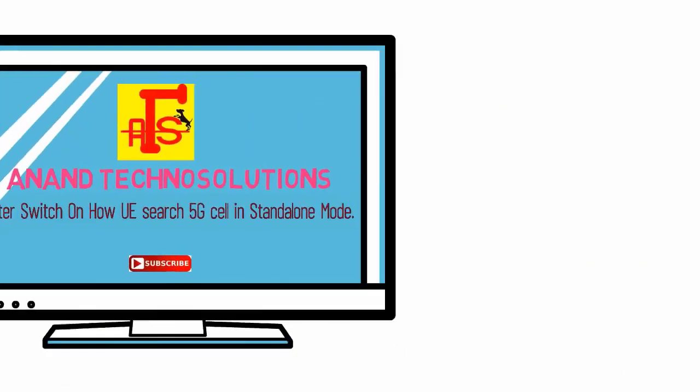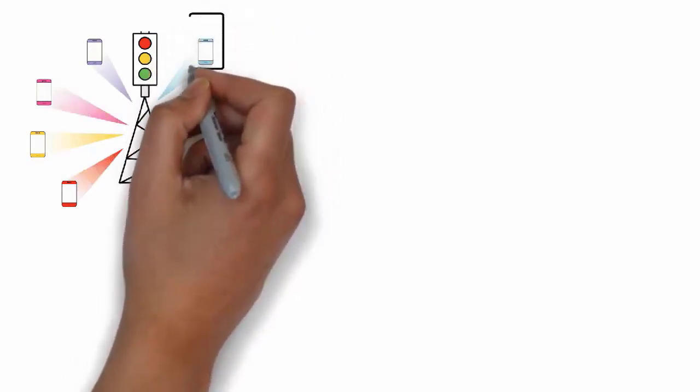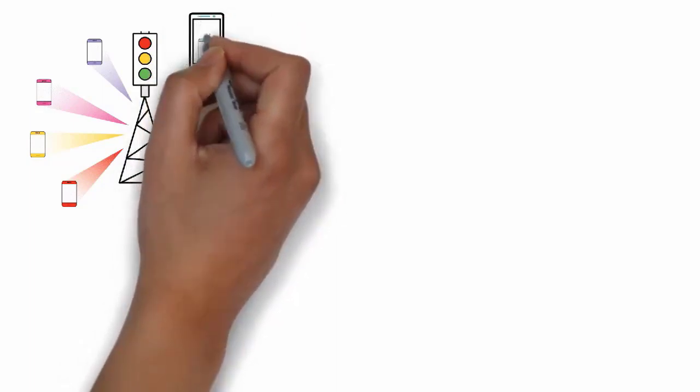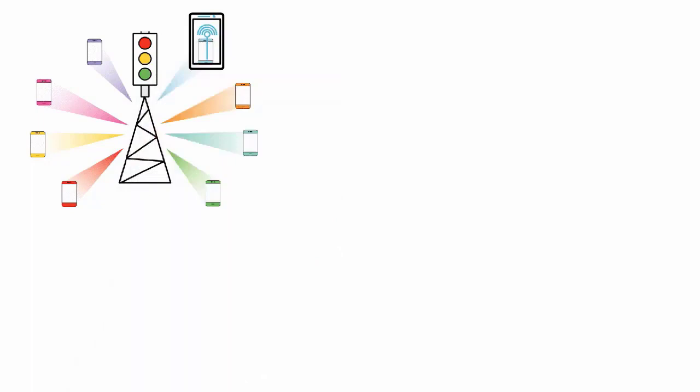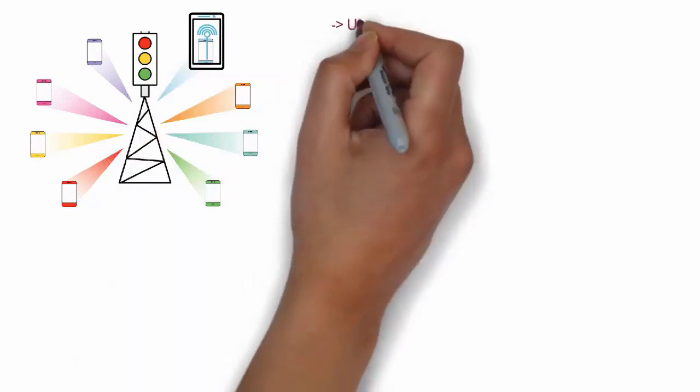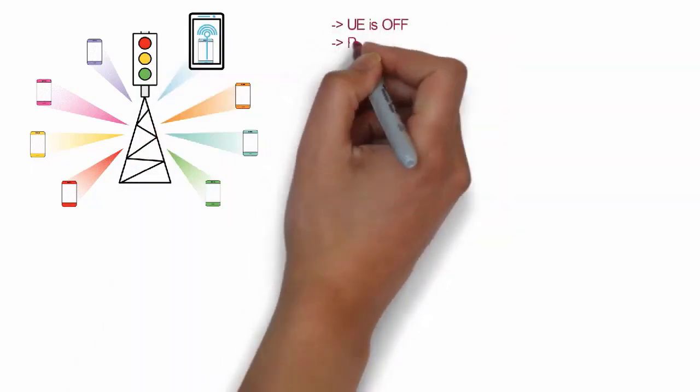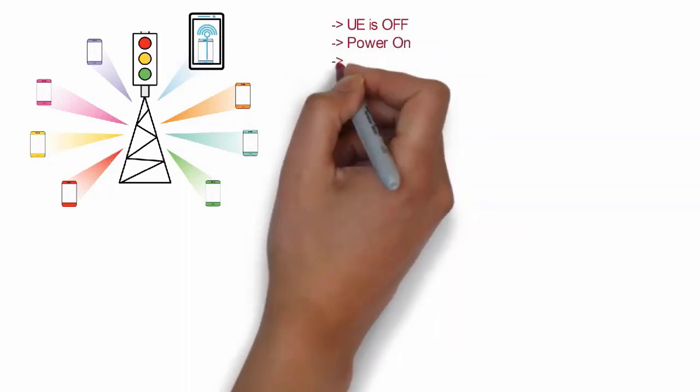When you first time power on the device, your device is out of coverage and tries to search for a new cell. The UE mobile doesn't have any idea on which frequency it has to try to camp on, so it may have to do some kind of blind search. Suppose the UE is off, you have just powered on the mobile, it will scan all the frequency.